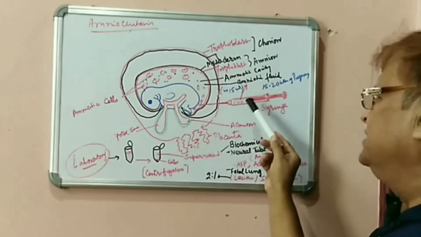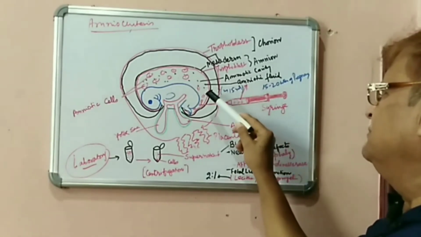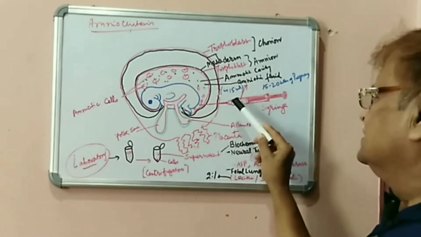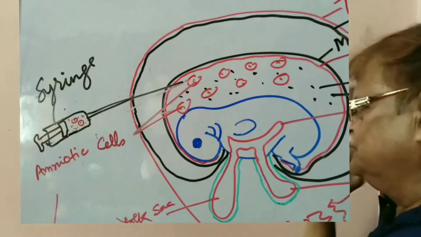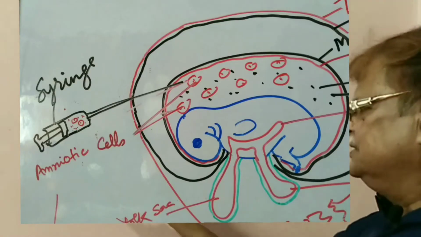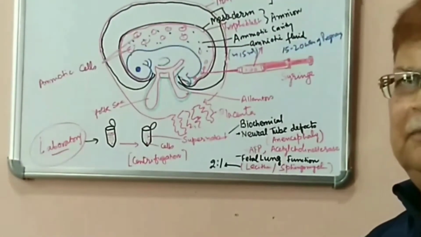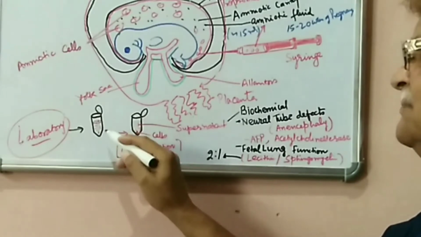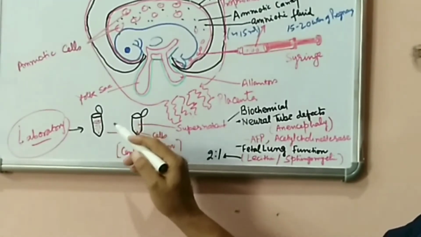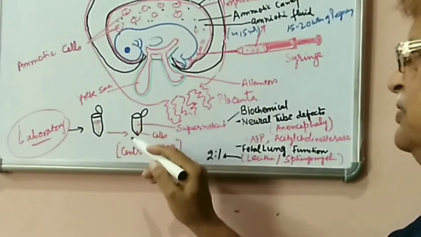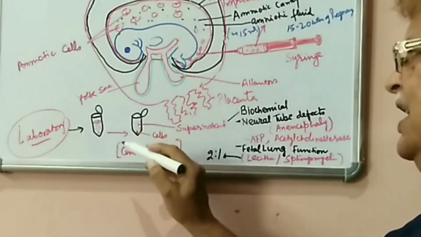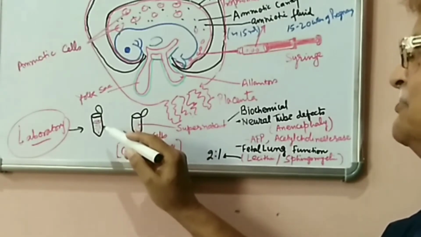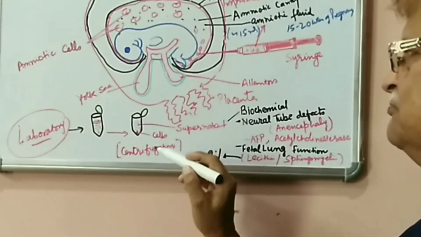That takes around 2 to 3 minutes, and around 15 ml of amniotic fluid is sucked by the syringe. Now, this amniotic fluid contains the cells as well as the liquid portion. This amniotic fluid is now brought to the laboratory, where these contents are put into a centrifuge tube. The centrifuge tube is put into a centrifuge, and through the centrifugation process, this content is swung in the centrifuge.